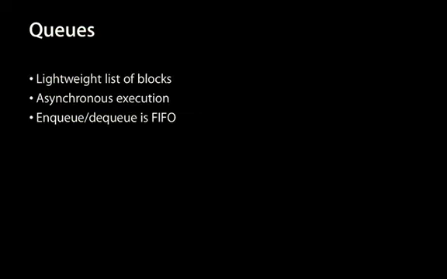So queues are lightweight lists of blocks for asynchronous execution, and a very important characteristic of the queues is that all of the enqueue and dequeue is FIFO. Some queues execute blocks concurrently. They still dequeue in FIFO order, but they don't wait for the previous block to finish before starting the next one, and you can get concurrency on a single queue. Other queues, the ones that your applications create, are serial and FIFO, so they're going to wait for a previous block to finish before starting the next block. However, two queues running at the same time might be concurrent with respect to each other, even though individually they're running blocks serially.